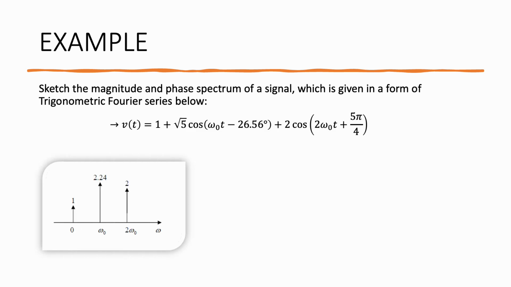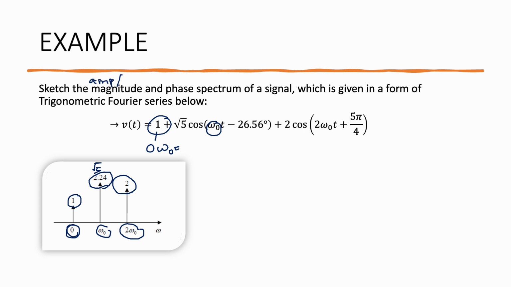So by drawing, 1 here means that this is at 0. The value of omega here is 0, omega naught here is equal to 0. So that's why it is 0 here. So at 0, the amplitude is 1. And when the value of omega naught becomes 1, at 1 omega naught, the amplitude is square root of 5, which is equivalent to 2.24, and at angular frequency of 2 omega naught, the amplitude is 2. Amplitude or magnitude is the same.